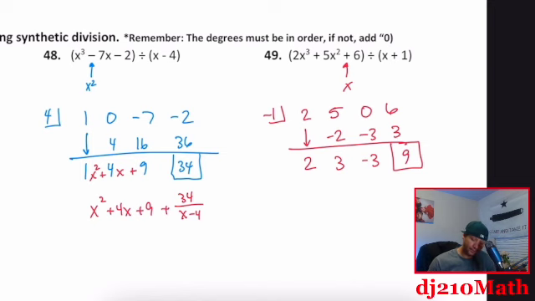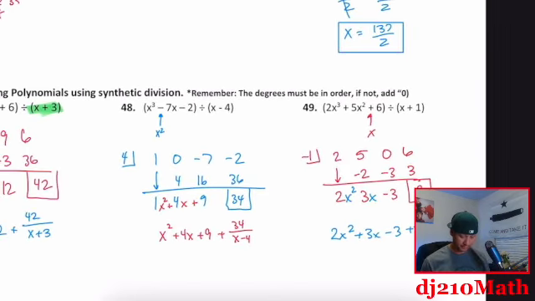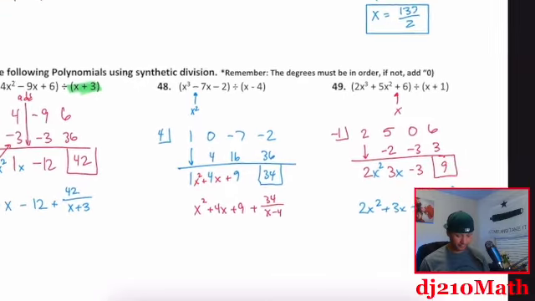Okay, so then this is always 1 degree less. So 2x squared plus 3x minus 3 plus 9 over x plus 1.